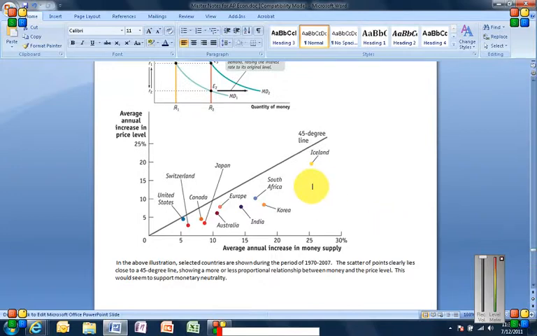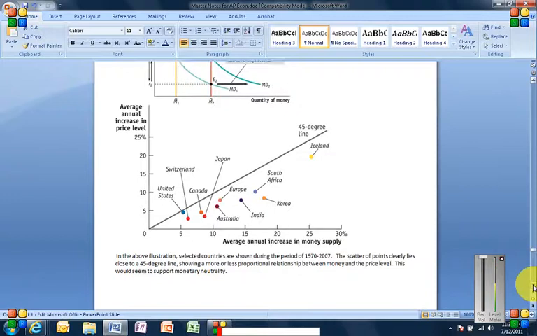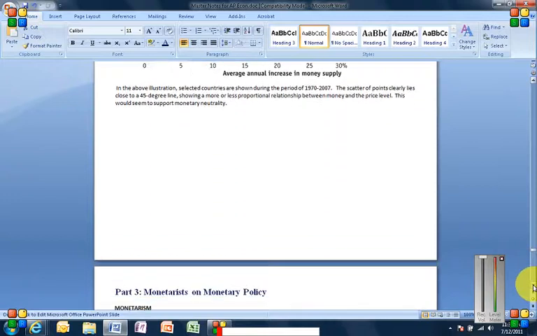In this illustration up above, selected countries are shown during the last 35 to 40 years, different parts of the globe, and they have, of course, as you can see here, plotted the average annual interest rate and the price level against the average annual increase in the money supply to see if there's a correlation. And this scatter plot seems to lie pretty close to the 45-degree line, showing a more or less proportional relationship between the money and price level. And this would seem to support the whole concept of monetary neutrality.